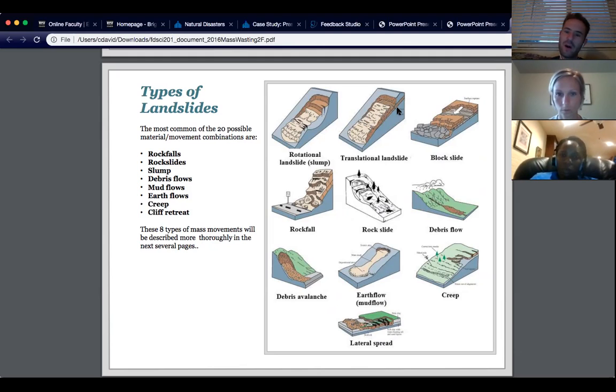Then you've got a rock fall. That's pretty easy to understand. Rocks falling. Block slide is blocks. Rock slide is rocks coming down. It kind of has a little bit of a slump element too.